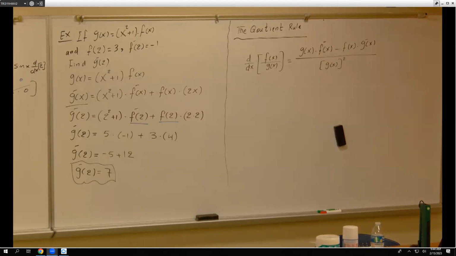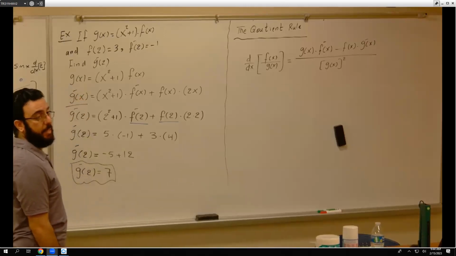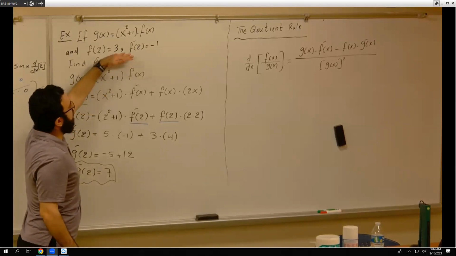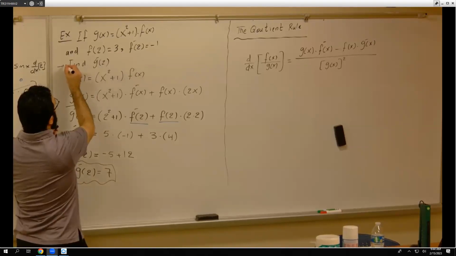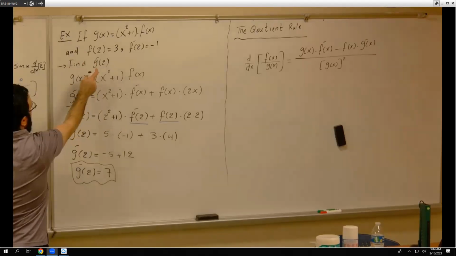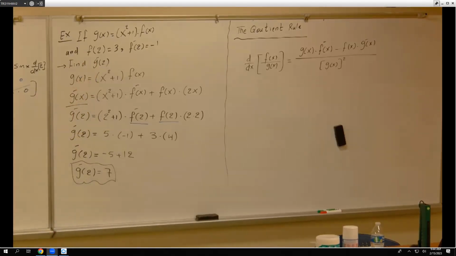The next tool is the quotient rule. We're not going to do examples on this side. Someone has a question: how is f prime of 2 equal to -1? Because they're telling you this. Yeah, everything here, they're telling you. So here is the given information, and they ask you to find g prime of 2, okay?